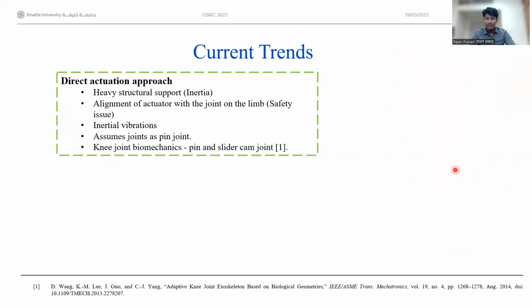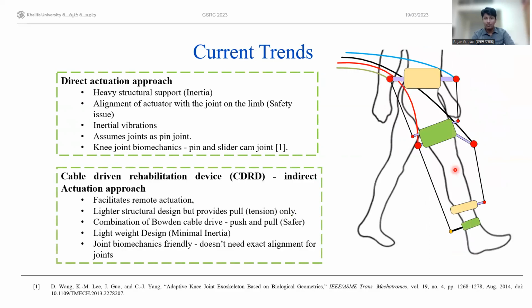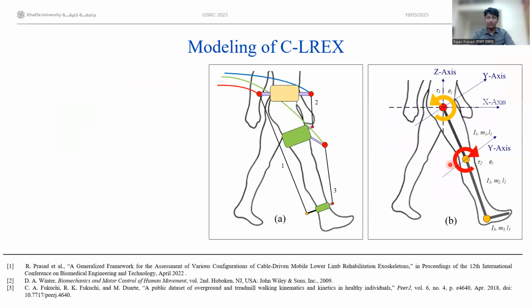Now, to overcome these limitations, we decided to go with a cable-driven exoskeleton, which works as a remote actuation device. We can put our actuator somewhere in a remote location far away from the impaired limb. It doesn't require exact joint alignment as it acts as an end-effector approach. It results in a very lightweight design and exerts very minimal inertia and inertial vibration to the user.